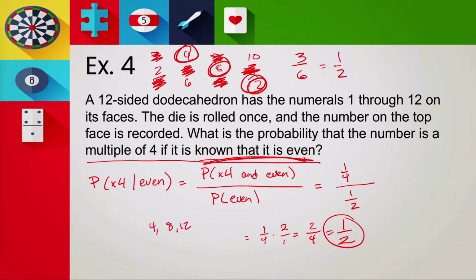The formula tends to be the easiest way, though, when you're working with bigger numbers or scenarios where you can't write out the whole sample space like this.